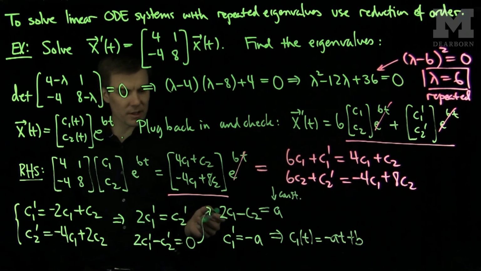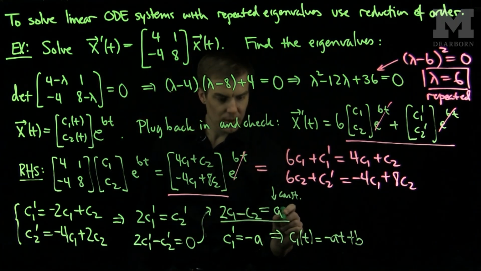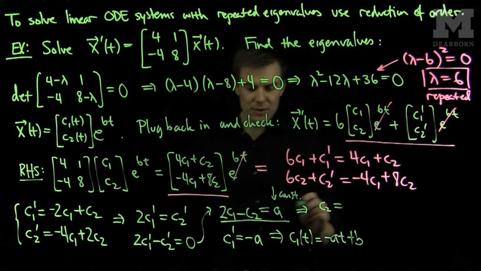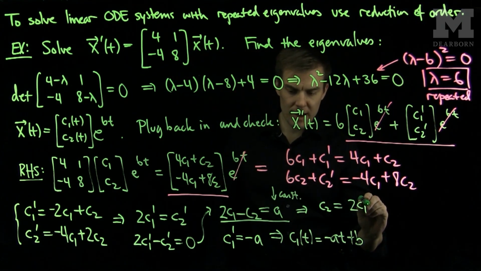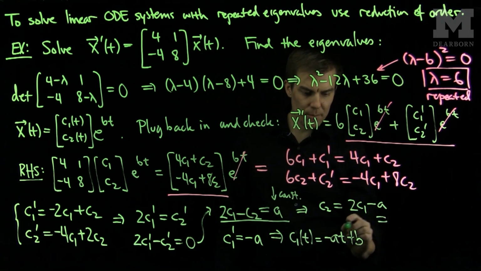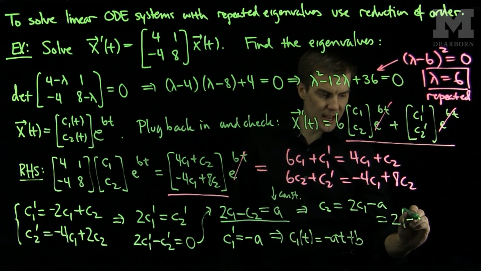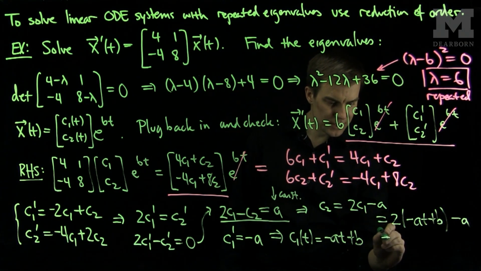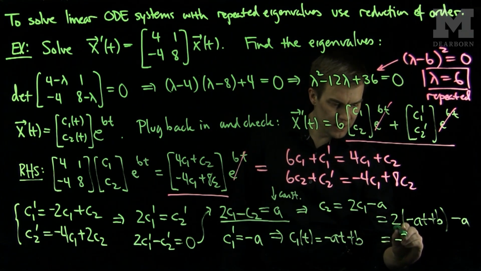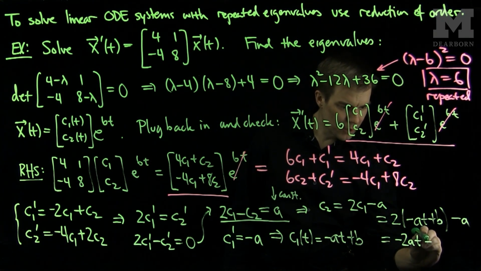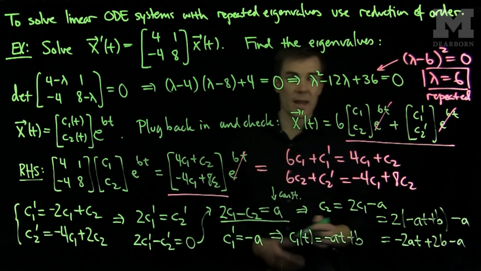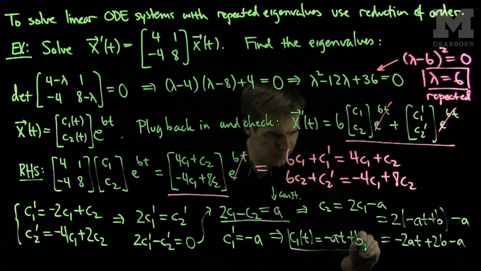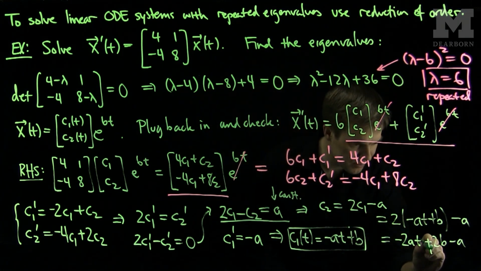But now I know that c1 is negative at plus b. I can take that and plug it into my equation over here and conclude that c2 will be 2c1 minus a. And 2c1 minus a will be 2 times negative at plus b, minus a. So my c2 of t will be equal to negative 2at plus 2b minus a. Now I have found c1 and c2, so this is my c1 right over here. And this over here is my c2.